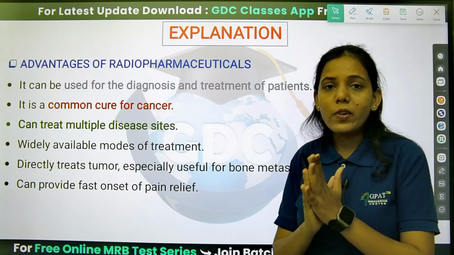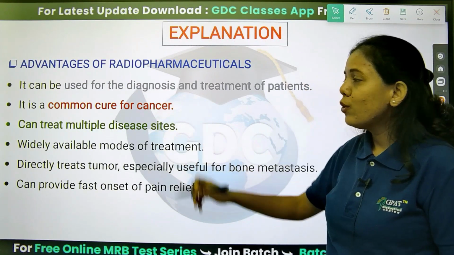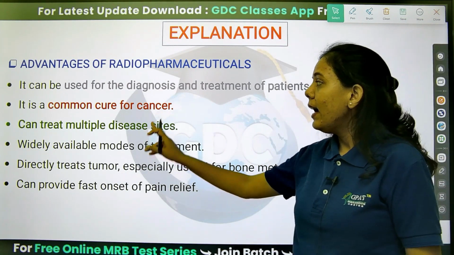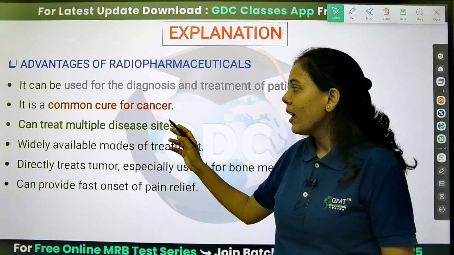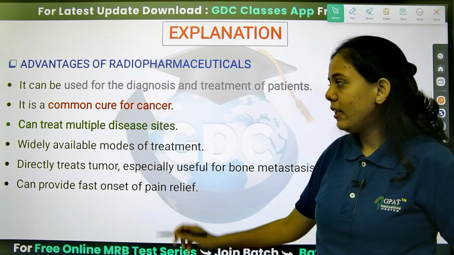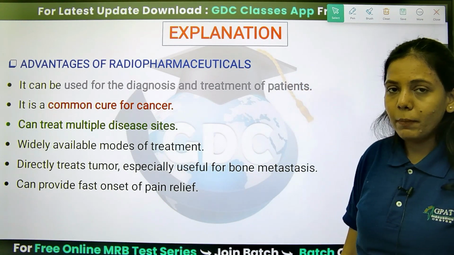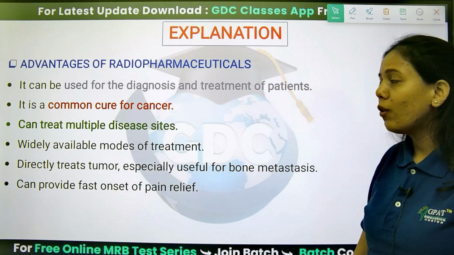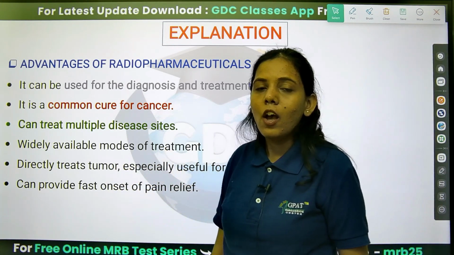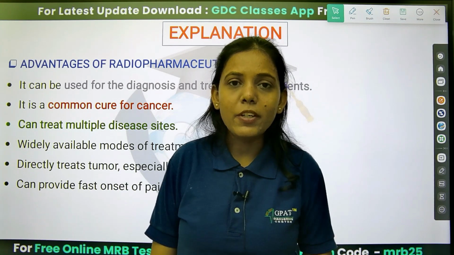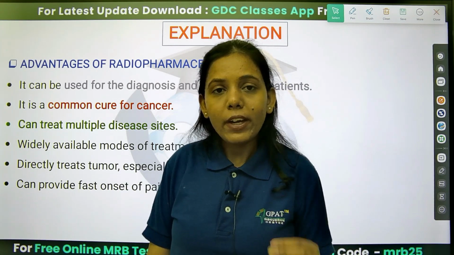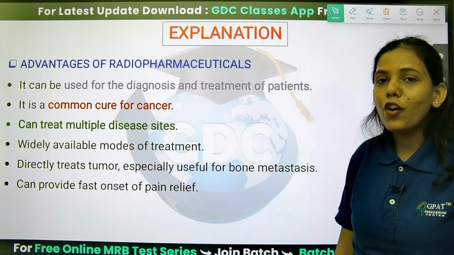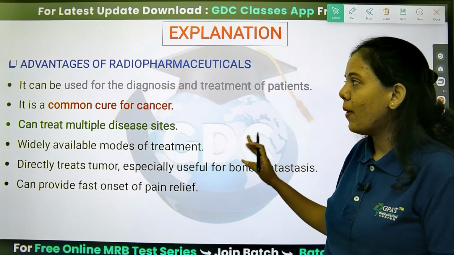Let's see once again what are the advantages. It is used for the diagnosis and treatment of the patient. It is a common cure for cancer. Can treat multiple disease sites. Widely available modes of treatment using the radiopharmaceuticals. Directly treat tumor, especially useful for bone metastasis. So anything which is affecting the bone, especially the cancer, can be effectively treated using radiopharmaceuticals. Can provide fast onset of pain relief. Again, that is one of the advantages.